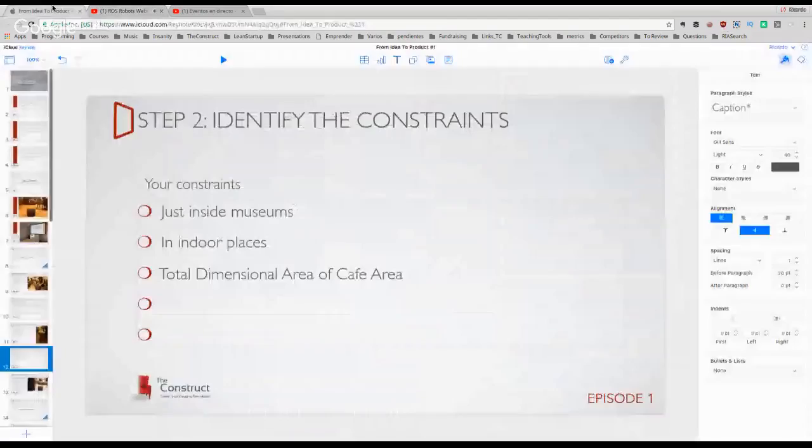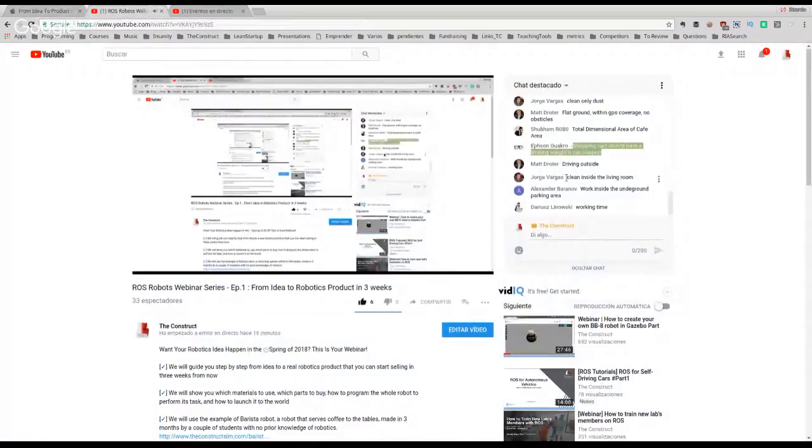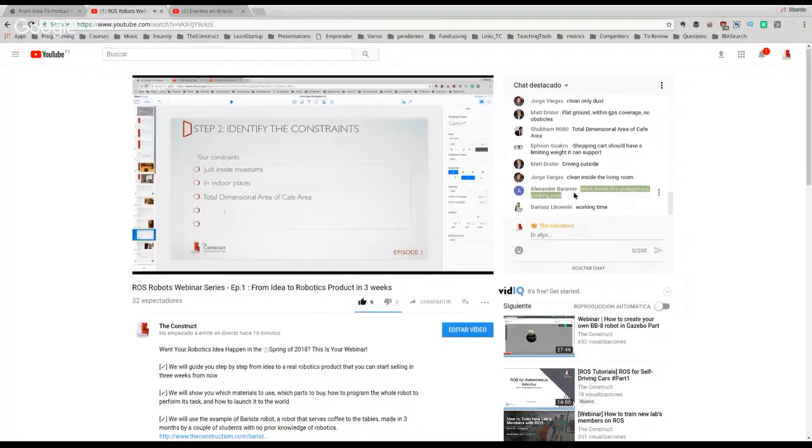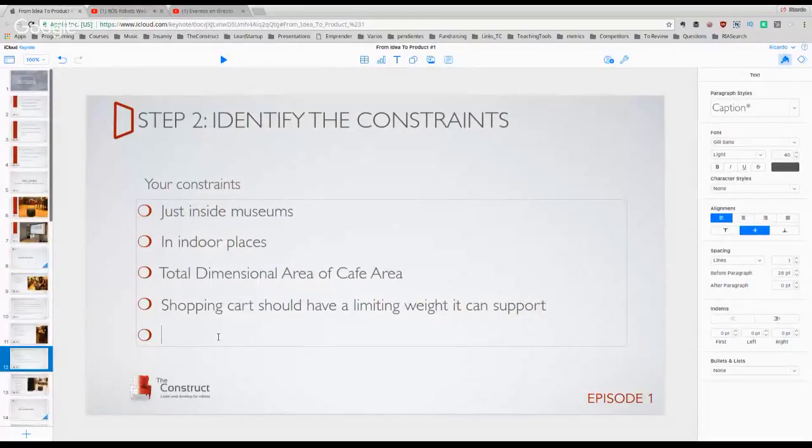So let me just copy a couple more here. Shopping cart should have a limiting weight, and clean inside the living room. We already said some from Jorge, so let's write the one from Alexander Baranov, just to change a little bit. Okay, great. Thank you very much, guys.